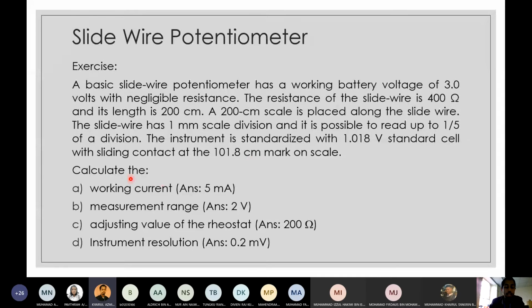Okay, so calculate the working current and measurement range and adjusting value of rheostat and instrument resolution. So remember the impedance or the resistance is 400 ohms.